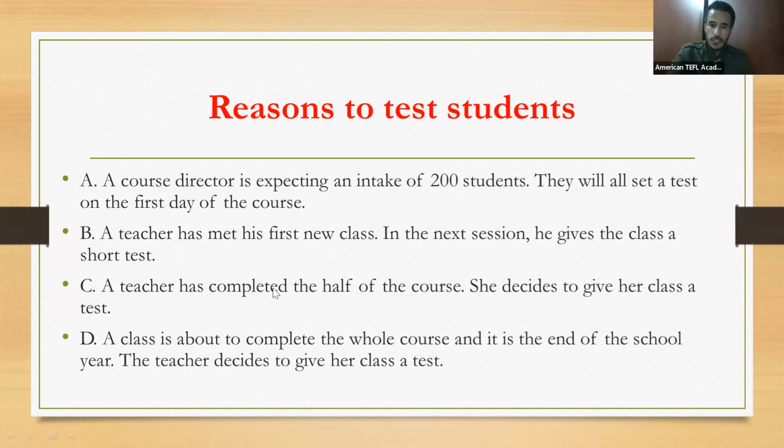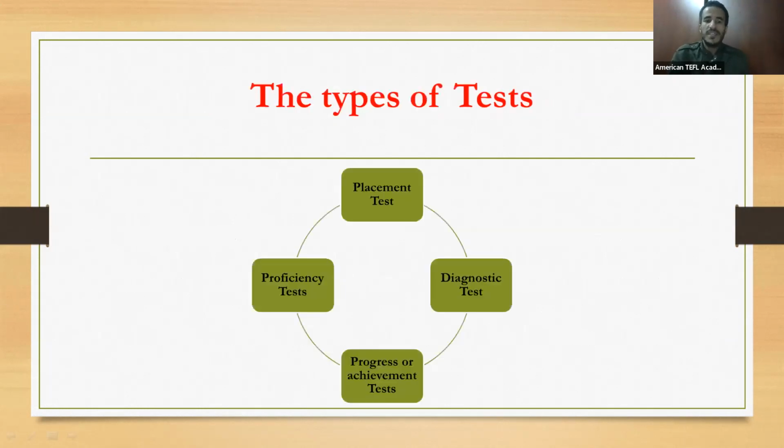So let me help you. These are the reasons. Number 1, we give tests, or we test learners, to place them. We call them placement tests, or to diagnose, diagnostic tests, or to see if they are on progress or not, or for proficiency. So these are the 4 major reasons. We call them placement test, diagnostic test, progress or achievement test, and proficiency test. Good, I will explain.